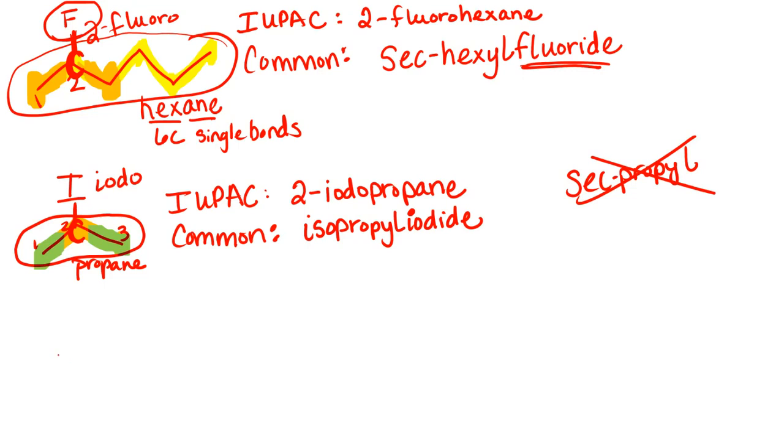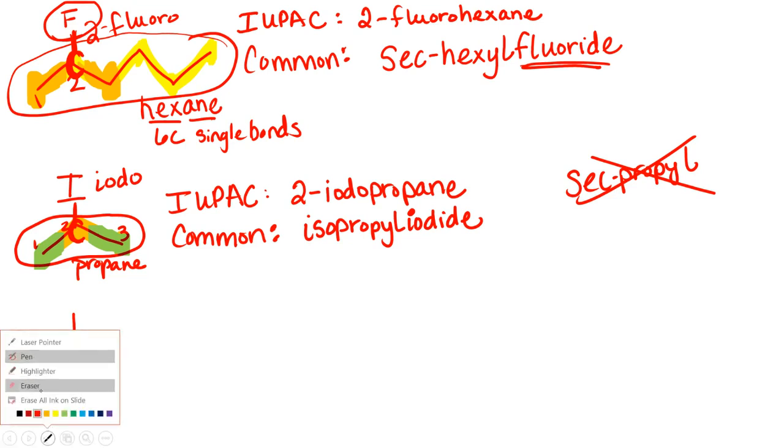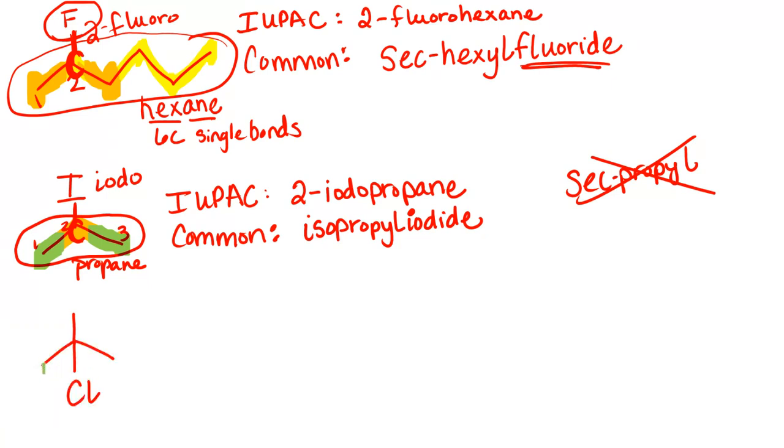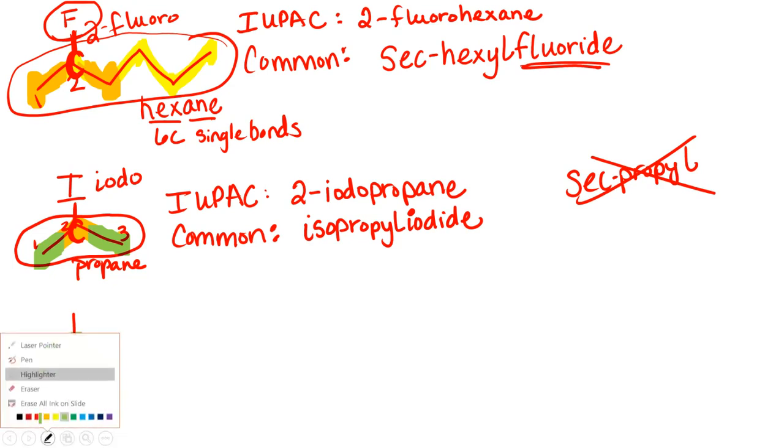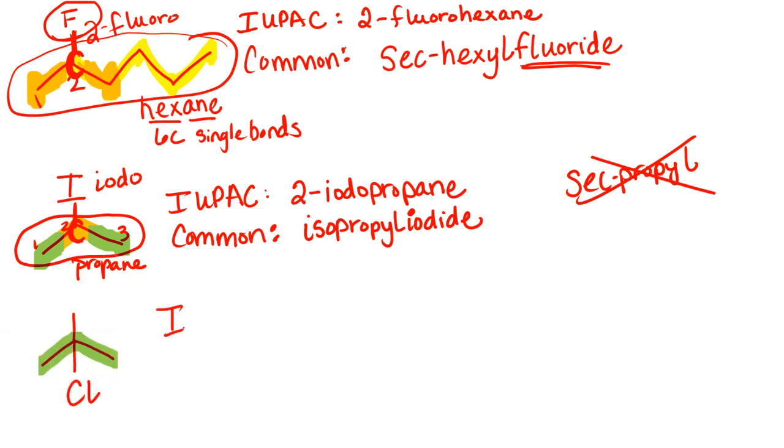Now, let's try another example. In this example, we need to first look for the longest continuous carbon chain. We've got 1, 2, 3 carbons in the longest continuous carbon chain. So for IUPAC naming, our parent chain is just going to be propane. Now there are two groups coming off propane. There's a carbon group here and this chloro group down here.